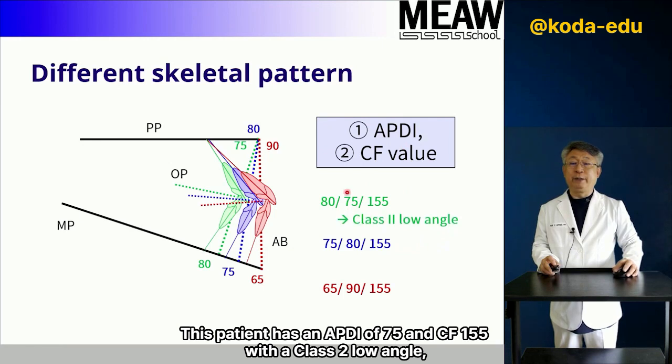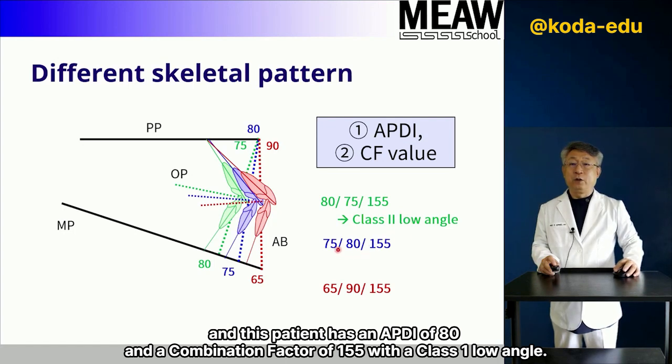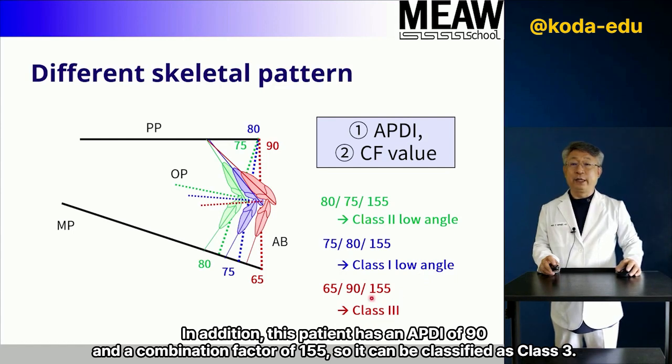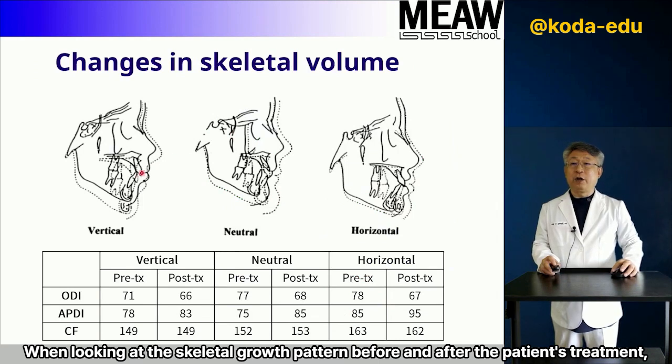This patient has an APDI of 75 and CF 155 with a class 2 low angle. And this patient has an APDI of 80 and a combination factor of 155 with a class 1 low angle. In addition, this patient has an APDI of 90 and a combination factor of 155, so it can be classified as class 3.